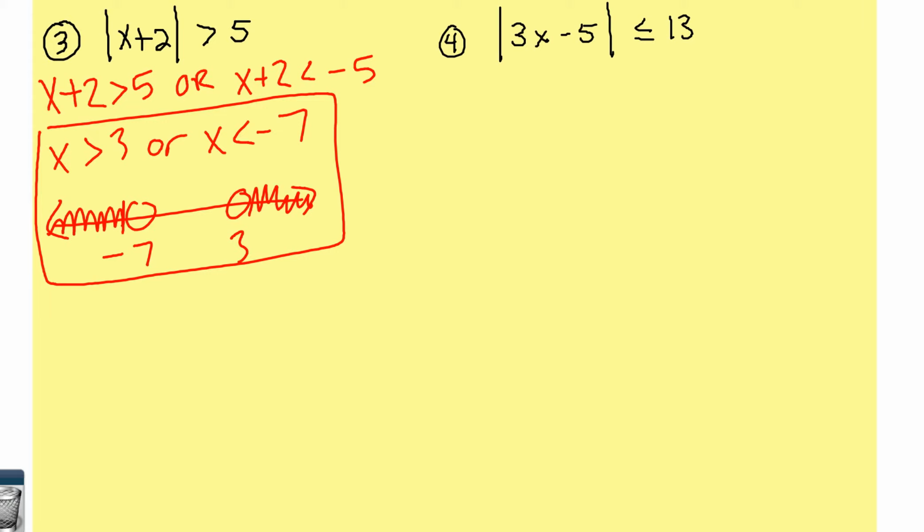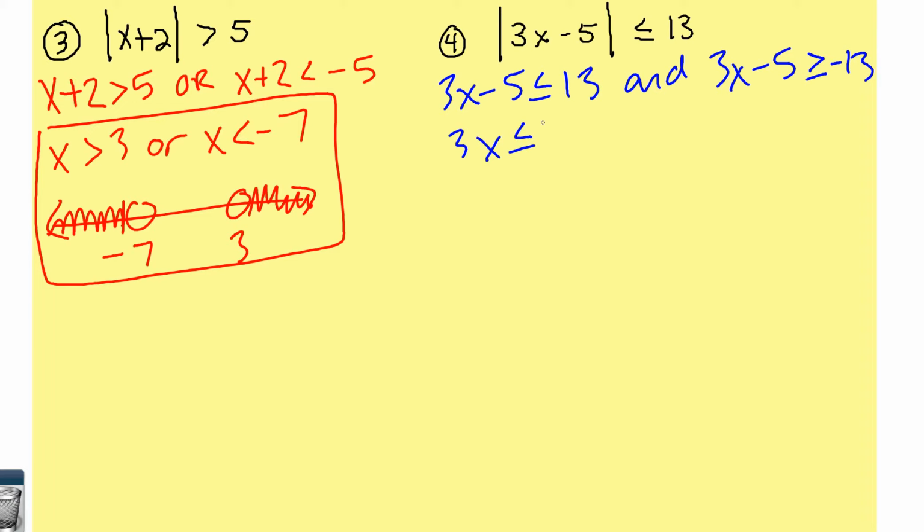Now for number 4. We're going to have |3x - 5| ≤ 13. Try this one on your own. Pause the video, pick it back up. Alright, less than, so it's an "and," 3x - 5 ≥ -13.